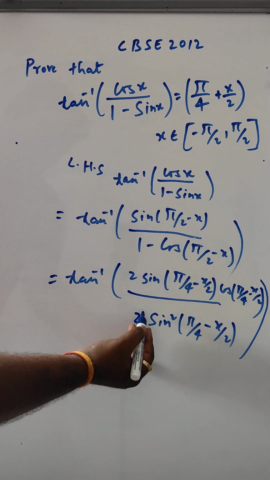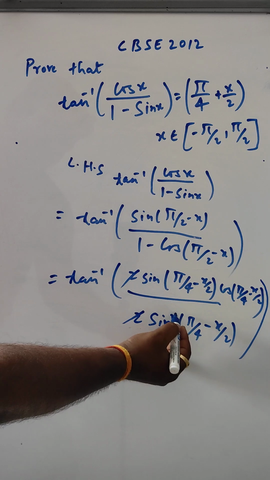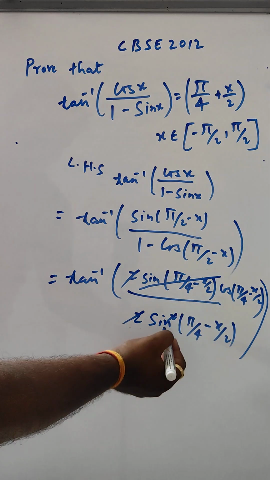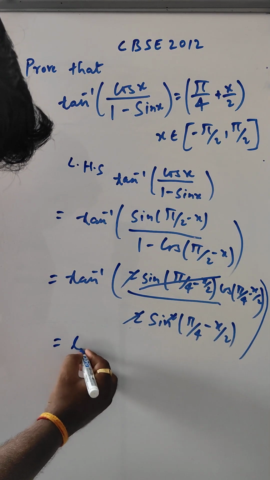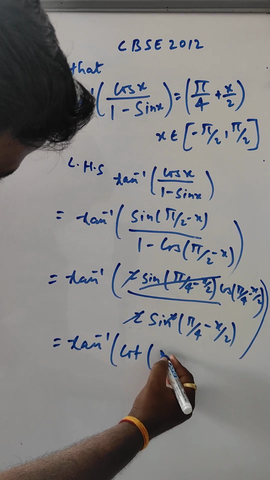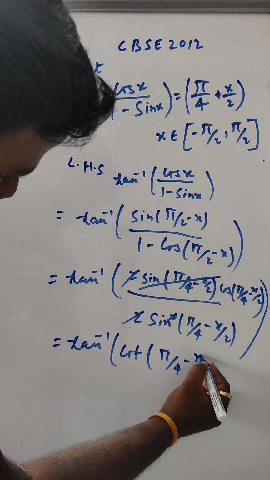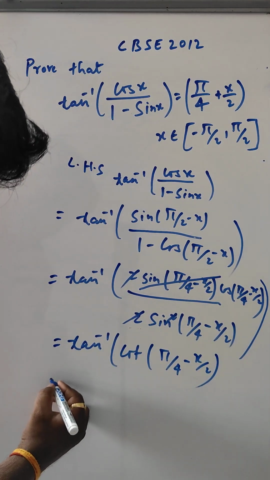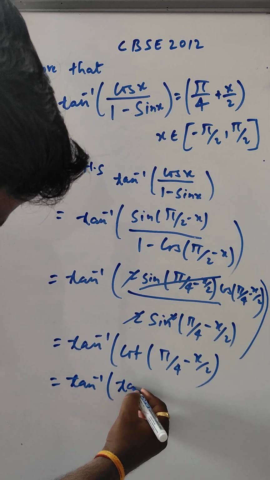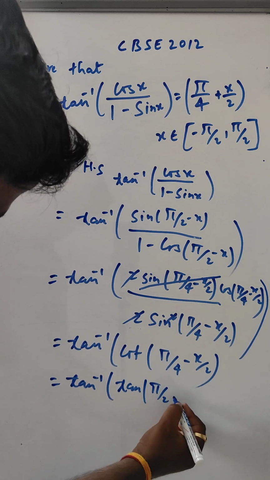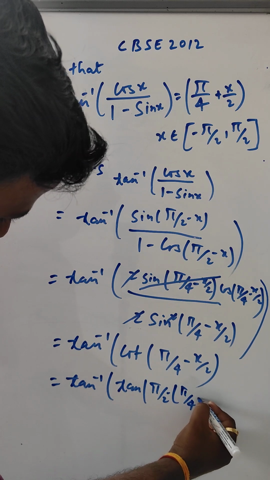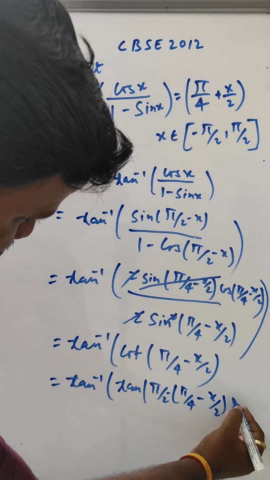Okay. Now this 2 got cancelled. Correct. And this square and this one can be cancelled. So this is nothing but cos by sin. This is cot. Right. So tan inverse cot pi by 4 minus x by 2. And cot can be written as tan inverse tan of pi by 2 minus pi by 4 minus x by 2.